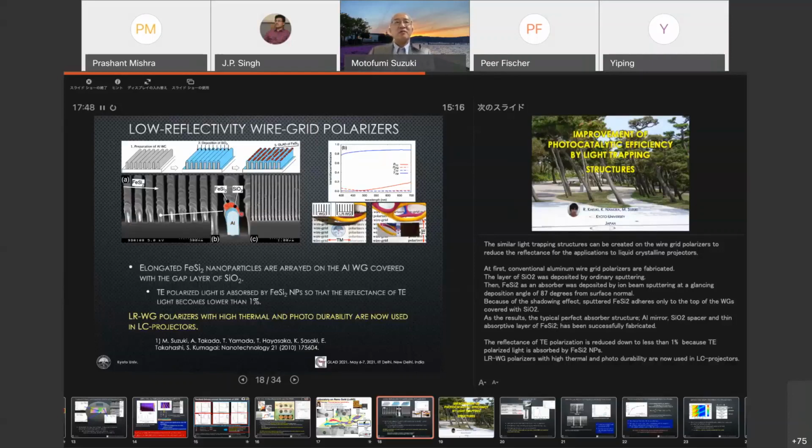has been successfully fabricated. The reflectance of the TE polarization is reduced down to less than 1% because the TE polarized light is absorbed by the FeSi2 nanoparticles. The low reflectivity wire-grid polarizers with high thermal and photo durabilities are now used in liquid crystal projectors.